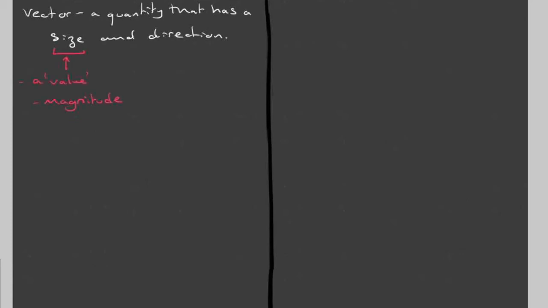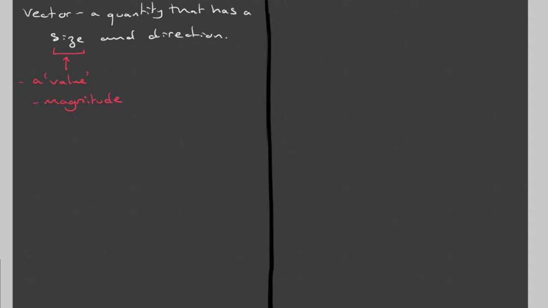Okay, first of all, let's just briefly review what we mean by a vector. A vector is a quantity that has a size and a direction. Briefly, what do we mean by the word size? A size is a value. Sometimes the word size is changed to make it sound a little more technical. We use the word magnitude. So very often we say a vector is a quantity that has a magnitude and a direction.